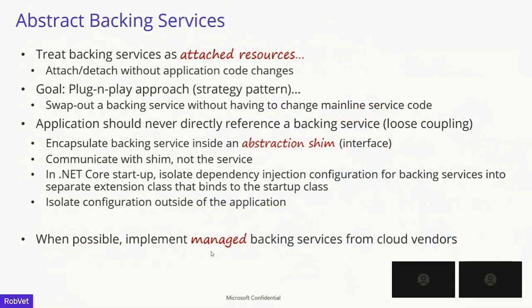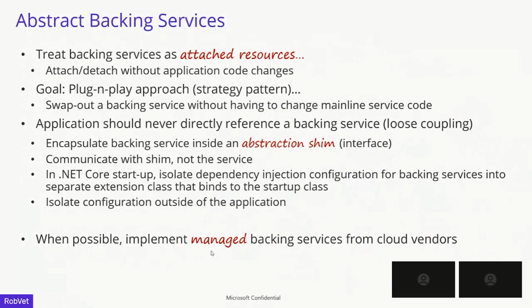So the application should never directly reference databases, distributed caches, message brokers. All that should pretty much be behind some kind of abstraction shim. So the application talks to the interface of the shim, not the service. And then when we start the application up, we can inject the particular concrete instance of that message broker, of that database, whatever we want to use. We want to make sure that configuration too is isolated outside of the application itself.